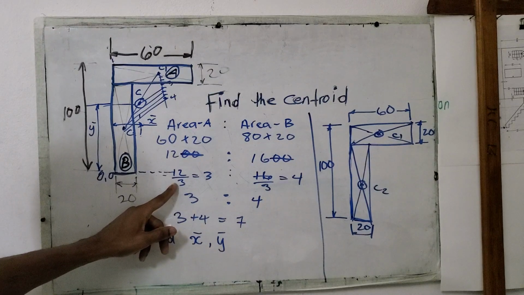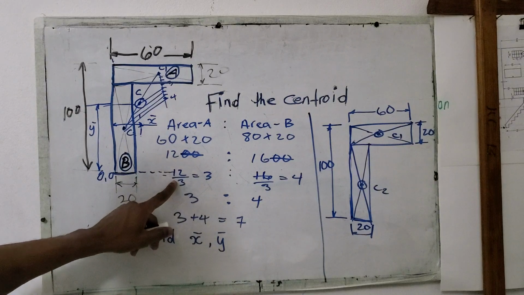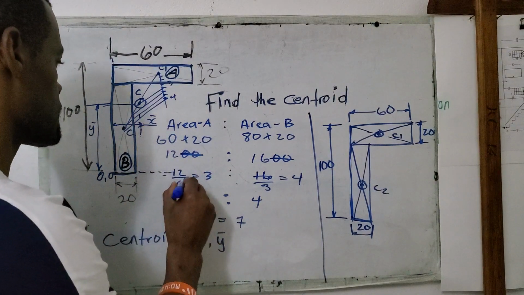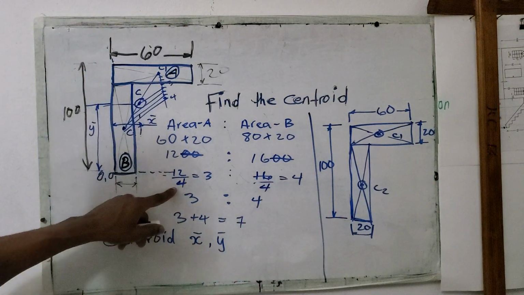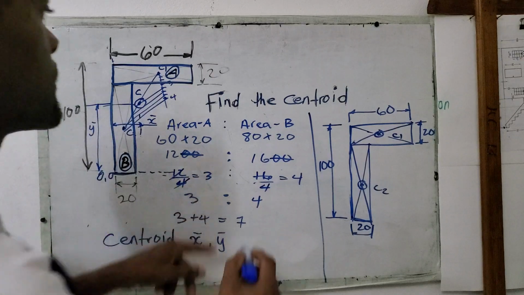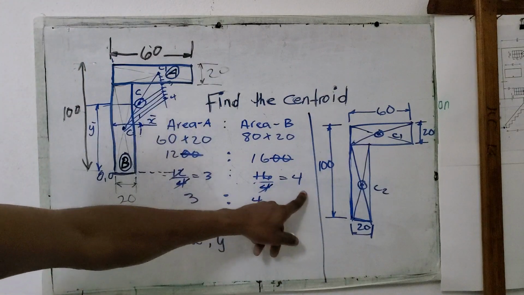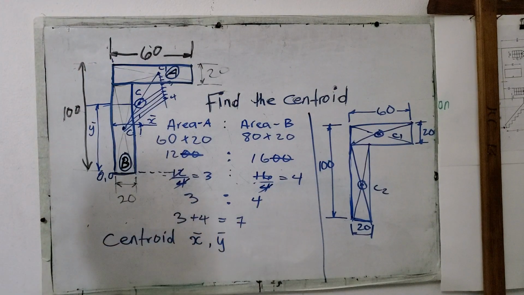This into 4, and this into 4. We end up with 3, and 16 into 4, we end up with 4. So the ratio works out to be 3 to 4.